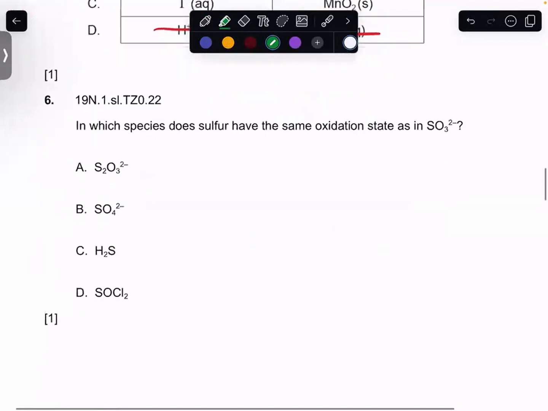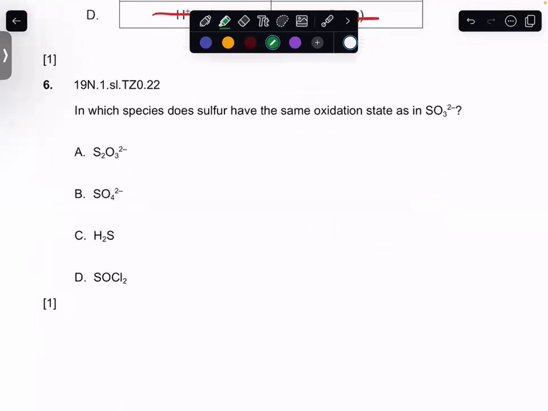All right. Which species has sulfur with the same oxidation state? Again, we're just looking at oxidation states. As SO3 2 minus, well, if we look at our oxygen, this is going to be 2 minus times 3, which is a total of 6 minus. Our overall charge is 2 minus, so sulfur must be 4 plus.